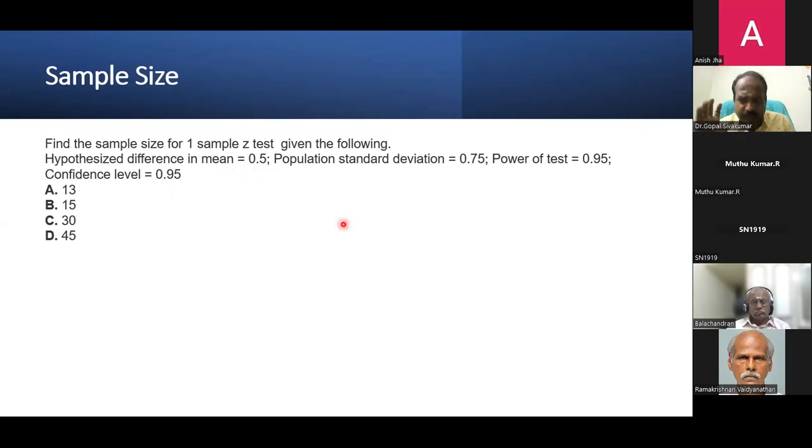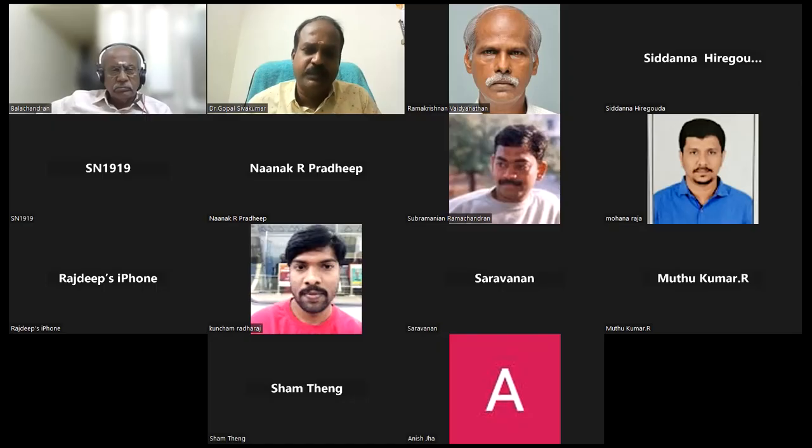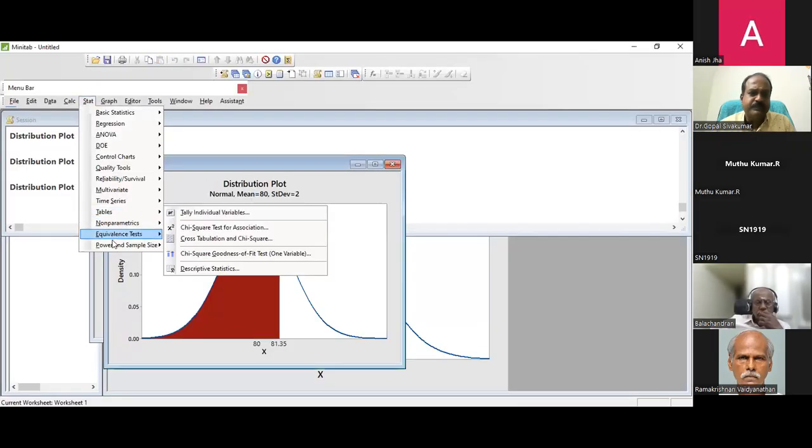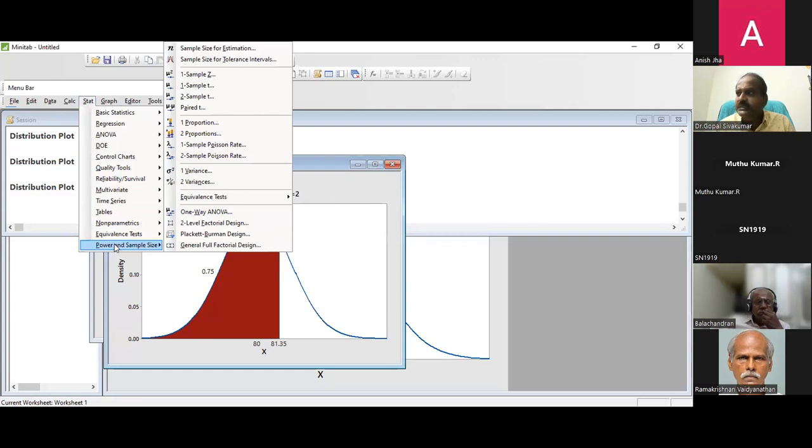All of you understand the scenario? What should be the minimum sample size you should have so that people can believe you? Yes, there is a difference in the average of 0.5. I'll tell you, there is a feature in Minitab. That also I'll show you. Where is the Minitab? Yes, it is here. Now go to Stat. Can you see Power and Sample Size? Go to Power and Sample Size.